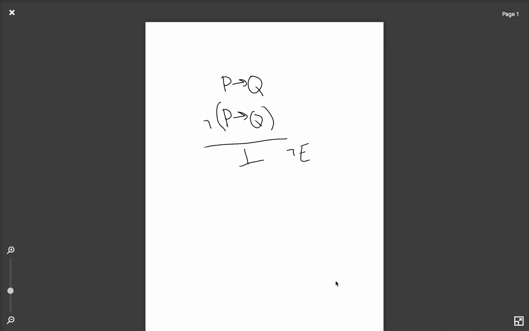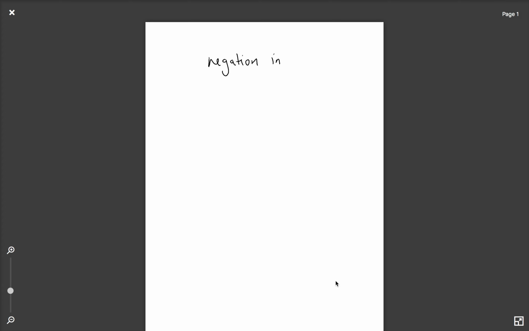Okay, so now we're going to talk about negation introduction. So that was negation elimination. Now we're going to talk about negation introduction. Now, negation introduction is a strategy when your goal is a negation. You can only use this rule when you are trying to prove a negation.